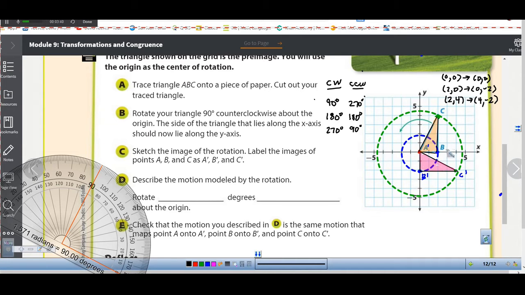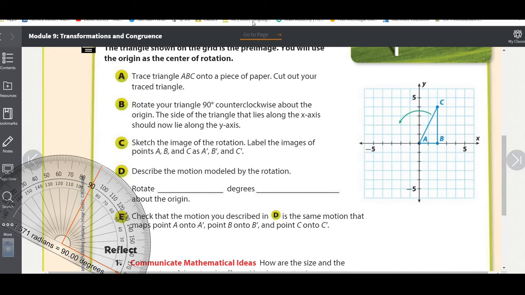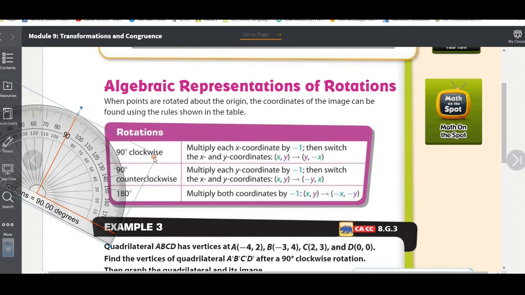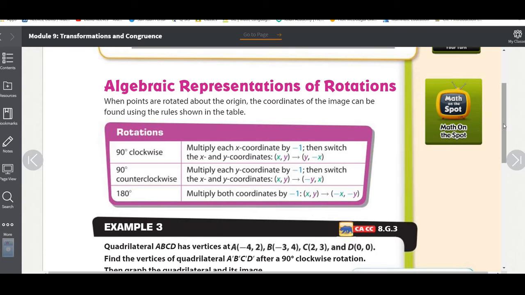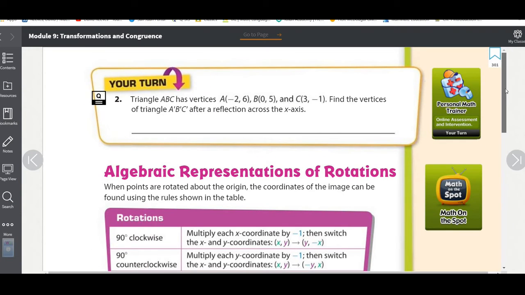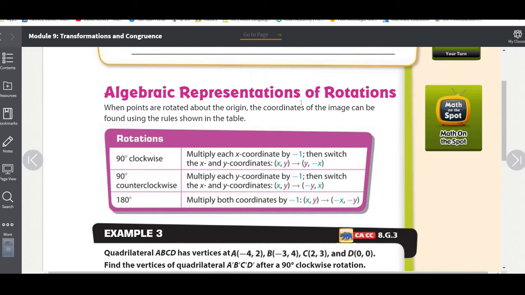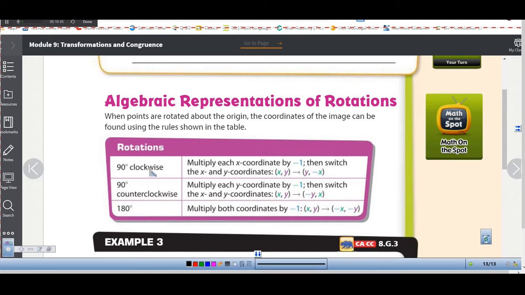All right, so we did this by drawing, but let's take a look at those rules. If you're in your textbook, all right, I'm going to get rid of this protractor. Goodbye, protractor. I am in your textbook on page 301 if you want to turn there. It says algebraic representations of rotations. This is the one that we just did, 90 degrees clockwise.